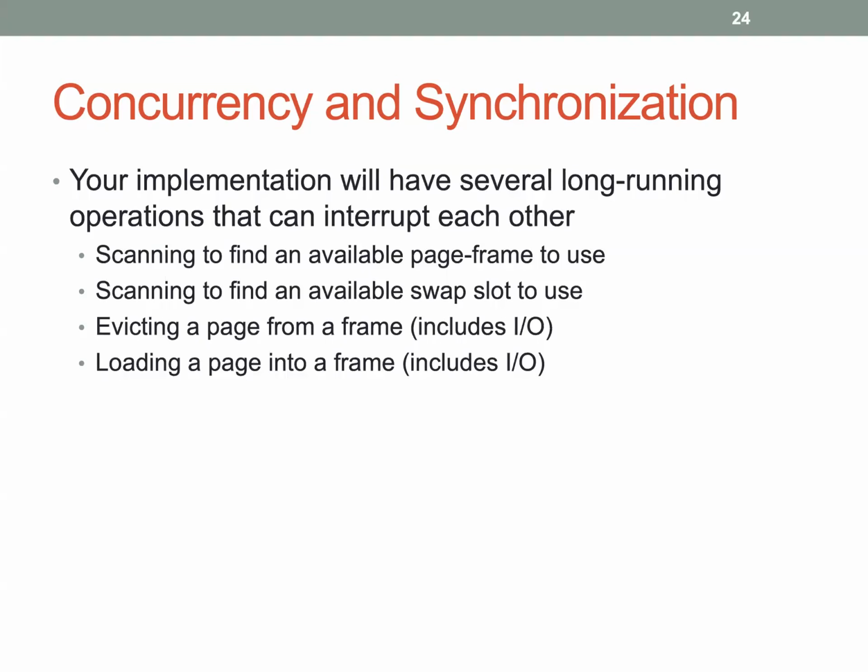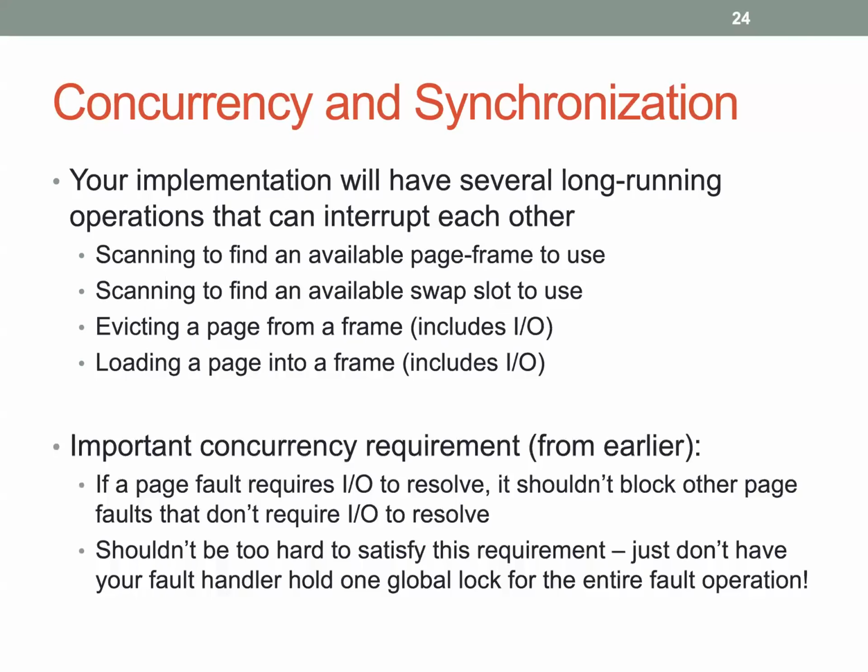Then you've got disaster. So you just look at this and you say, I'm going to guard this with a lock. I'm going to guard this other thing with a lock. And then you have synchronization. Just keep the concurrency requirement in mind. I/O-bound faults should not block non-I/O-bound faults. That's really all you have to worry about. And like I say, it shouldn't be too hard to satisfy this requirement. Just don't have anything holding on to a global lock through the swap load or swap save or write a file back to disk type operation.